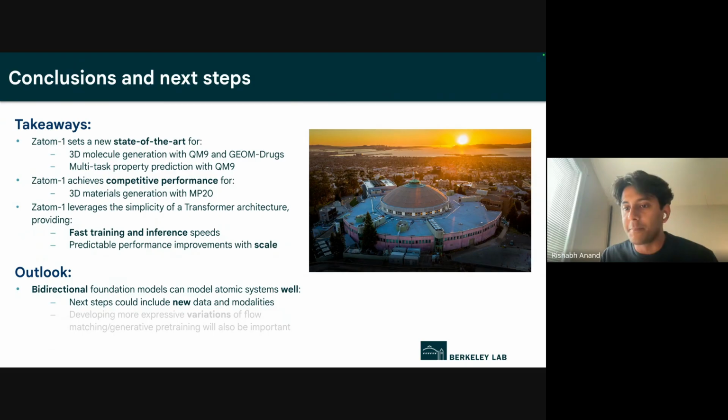I think we are very busy at work building the next iterations of Zatom on new modalities. What does it mean to take Zatom and train it on proteins or very niche biomolecules like RNA and DNA, protein-ligand complexes, or just complex data in general? What would tokenization look like? These are all questions that we are very interested in.